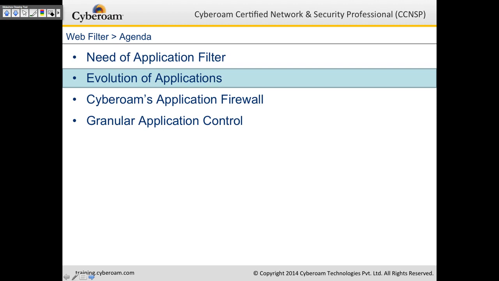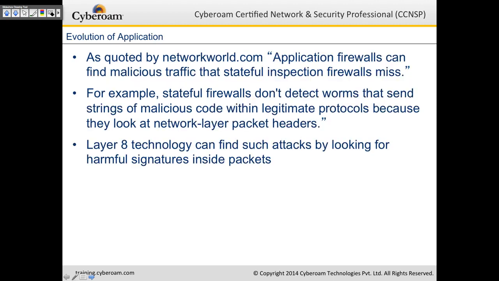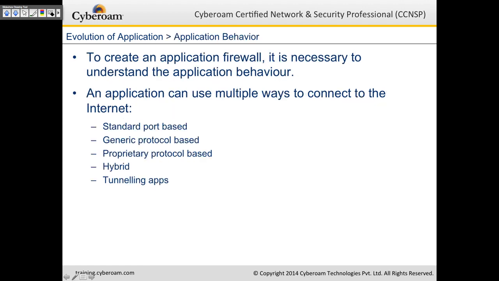So let's have a look at the evolution of applications. As quoted by networkworld.com, application firewalls can find malicious traffic that stateful inspection firewalls miss. For example, stateful firewalls don't detect worms that send a string of malicious code within legitimate protocols because they look at network layer packet headers. Now, Layer 8 technology in Cyberoam can find such attacks by looking for harmful signatures inside packets.